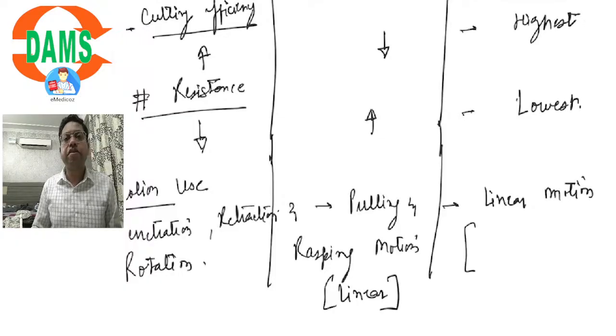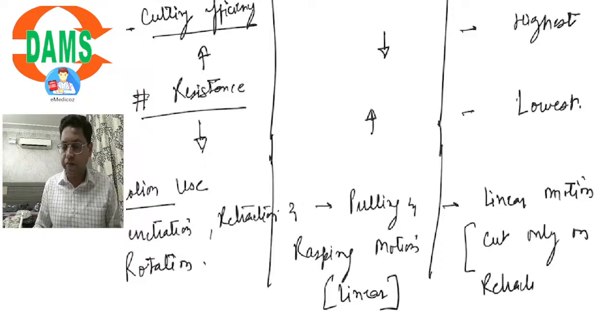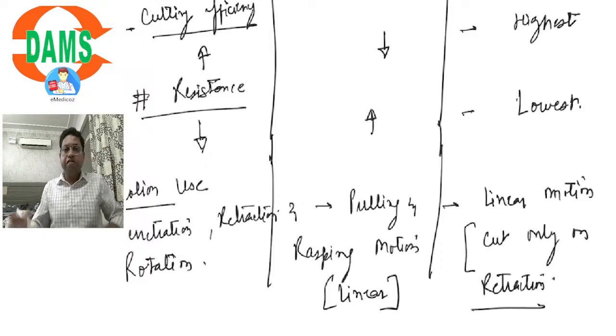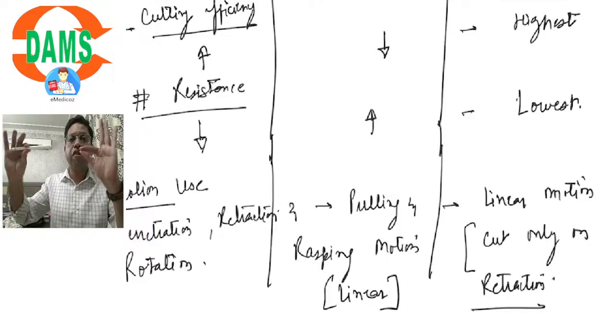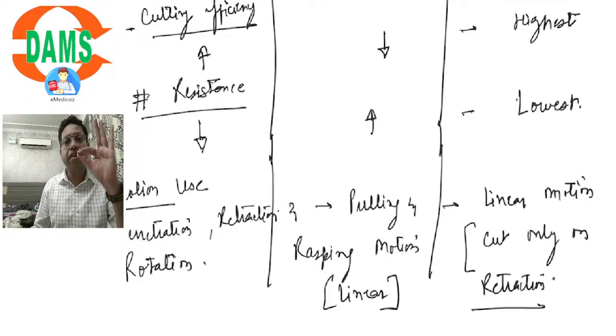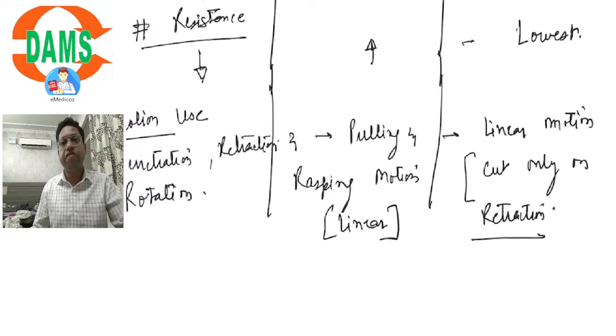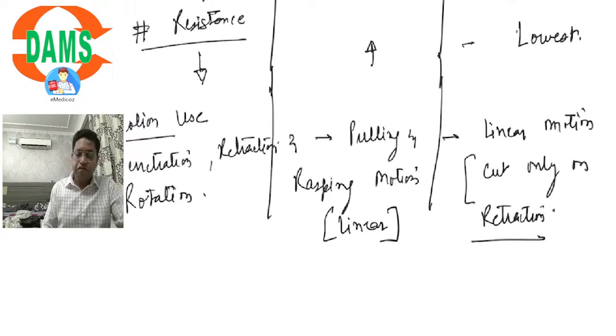But with H-type instruments, we have to remember that they cut only on retraction. This means when we insert the H-type instrument, it goes in smoothly. When we pull it out from the root canal, it cuts the dentine. So these are the differences in the motion of use.